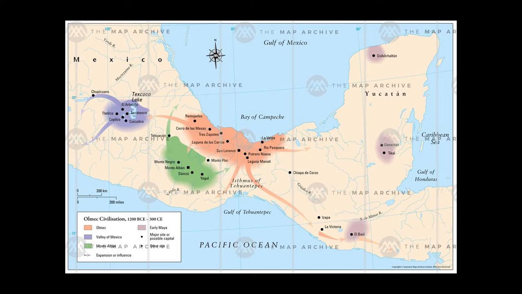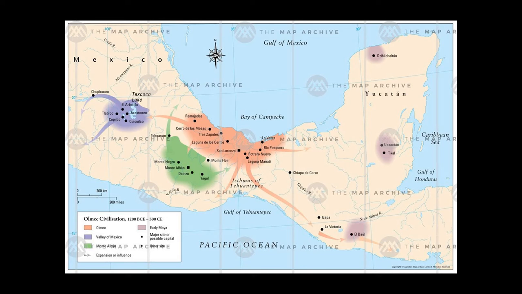Olmec just is the Nahuatl word for people from the land of the rubber trees, which is accurate because there's rubber trees here. But other than that, we don't know what they called themselves. We don't know the names of their gods or their deities. But we can see iconography that is similar to other cultures. And so they are located in and around this region. And we can see influences of their culture throughout all of these other regions, from the Oaxacan area up to the Mexican basin, and of course down to the Mayan area.